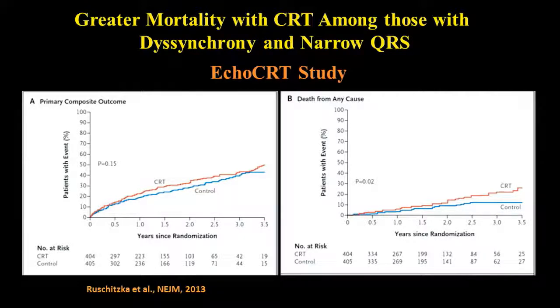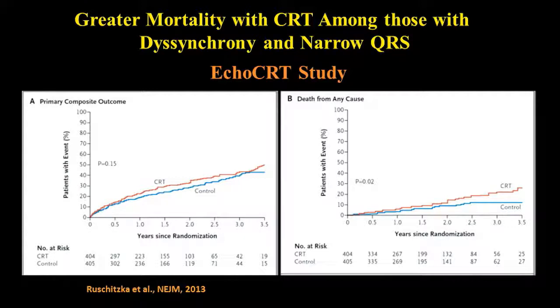The EchoCRT study was more contemporary, done in 2013, and the patients were those who had a narrow QRS but were reported to have dyssynchrony on echo, and they were randomized to receive a CRT device versus not receiving a CRT device. And as you can see, those who received dyssynchrony guided CRT did worse. So the mortality outcomes or the cardiovascular outcomes were worse in patients who had dyssynchrony guided CRT implantation versus guideline guided CRT implantation.